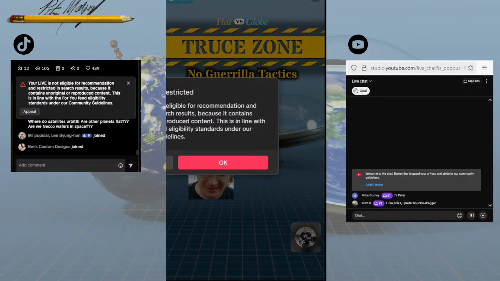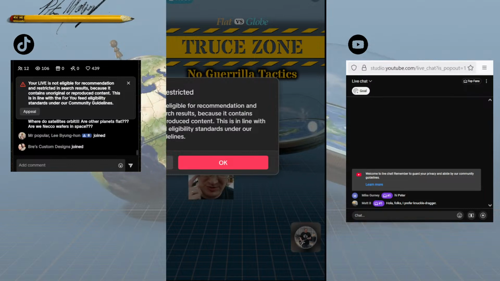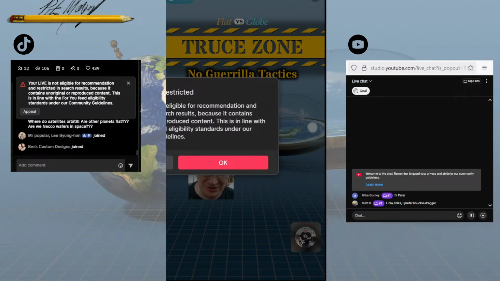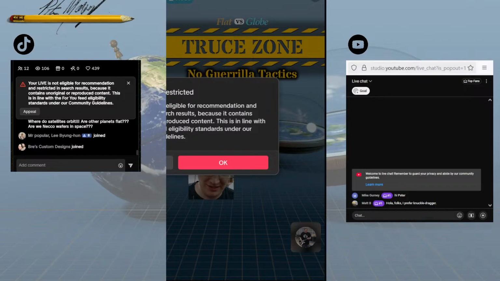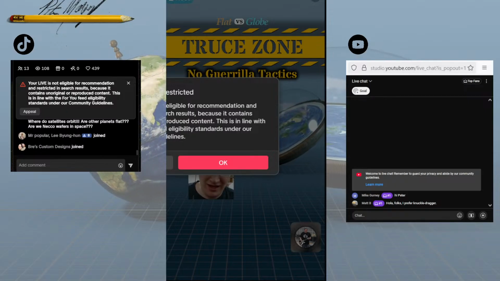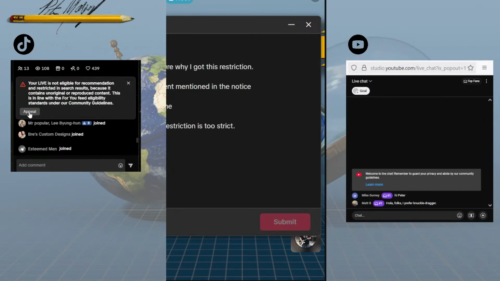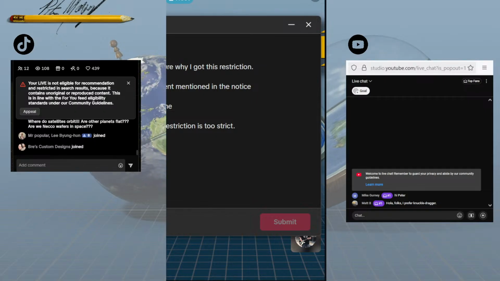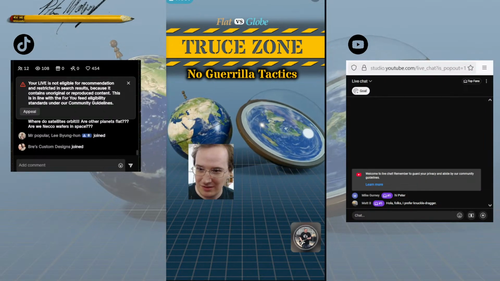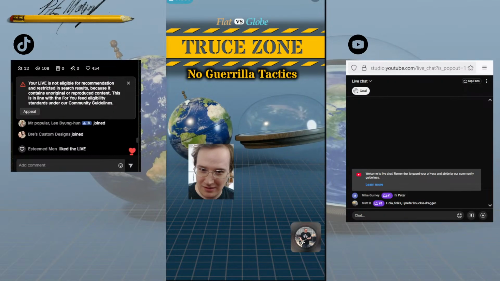Okay, hold on a second. TikTok has just given me a message saying your live is not eligible for recommendation and restricted in search results because it contains unoriginal or reproduced content. This is in line with the For You feed eligibility standards. I don't know what the heck that's got to be. Maybe some flat earther just reported me for no reason or something. Weird. Unoriginal content? That doesn't seem like something you report people for.